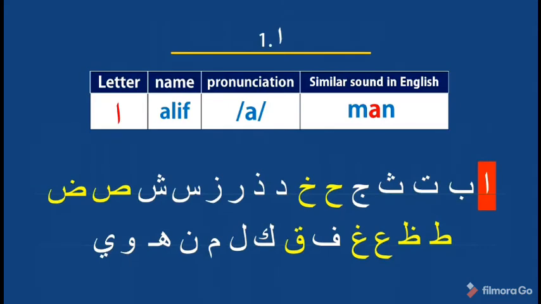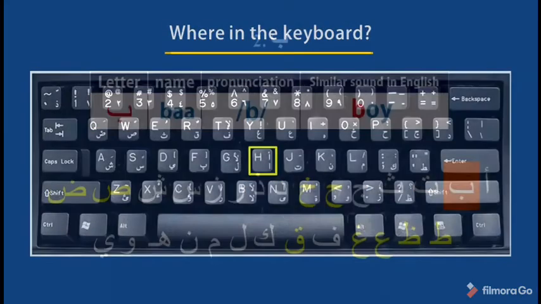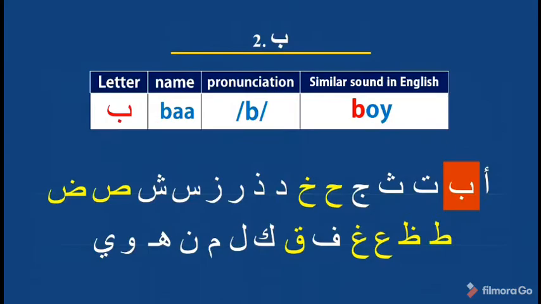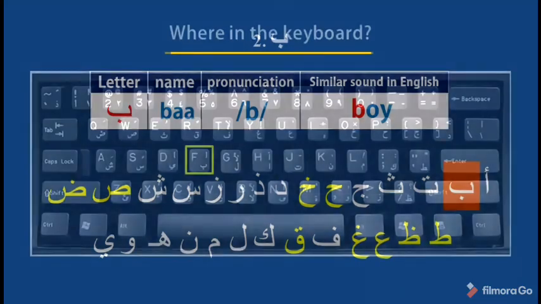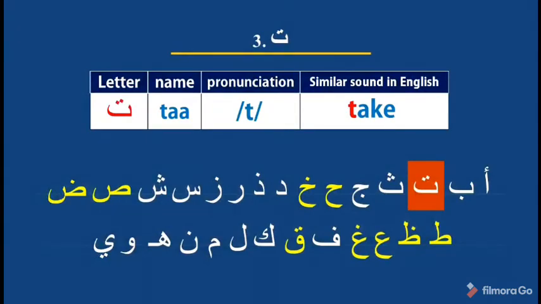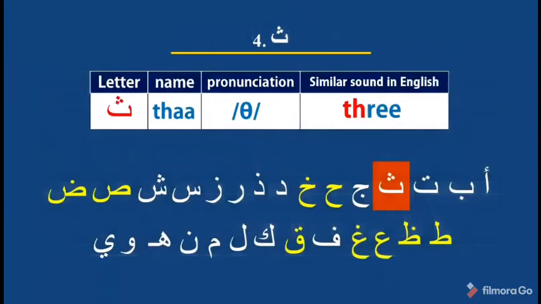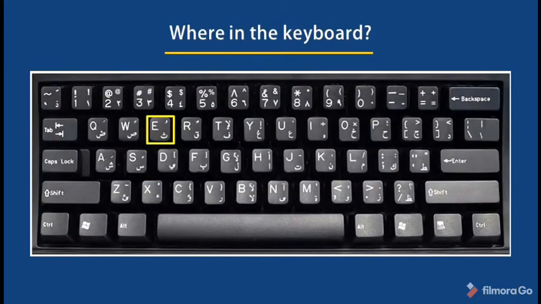Let's start with Alif. Alif has the sound of A, just like the one in man, and we can find it with the H key in the keyboard. Ba has the sound of B, just like B of boy, and we can find it with F. Ta has the sound of T, just like the T of take, and we can find it with J key. Tha has the sound of Th, just like the one of 3, and we can find it with E.